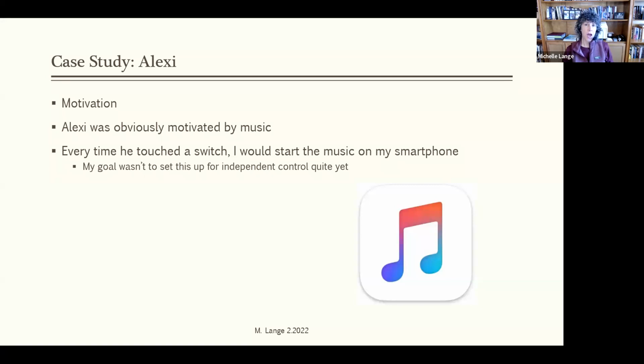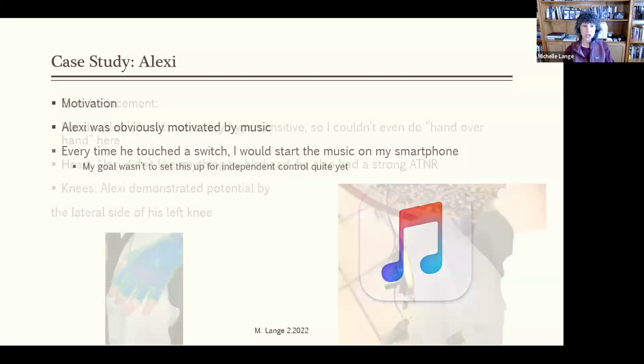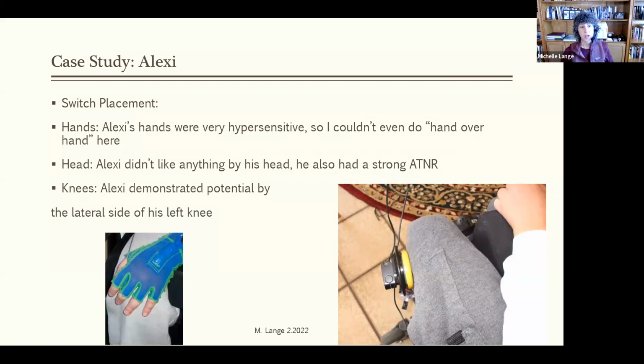And this took some time. He didn't believe that he was starting the music, he thought we were. So it took some time for him to see that every time he touched the switch and we would help him do so, the music would start. And when the music would stop, because I had it stop after a certain amount of time, we would help him hit the switch again and watch to see if he would start initiating this movement.